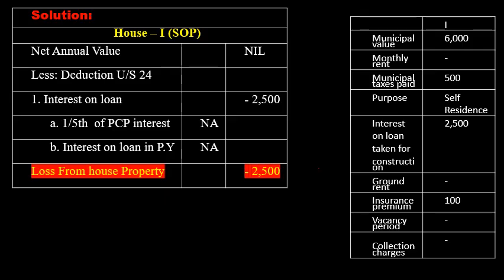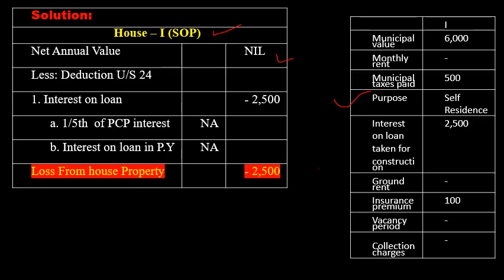So here in this problem there are four houses. The first house is self-occupied, second house is a self-occupied property, third house is a let-out property and fourth house is a let-out property. So before starting any calculation, first we have to decide whether the house property is a let out property or self-occupied property. So in this problem, first house and second house are self-occupied and third and fourth are let out property. So let me solve the income of the first house. The first house is a self-occupied property. It's used for residential purpose. So therefore we have considered it as a self-occupied property.